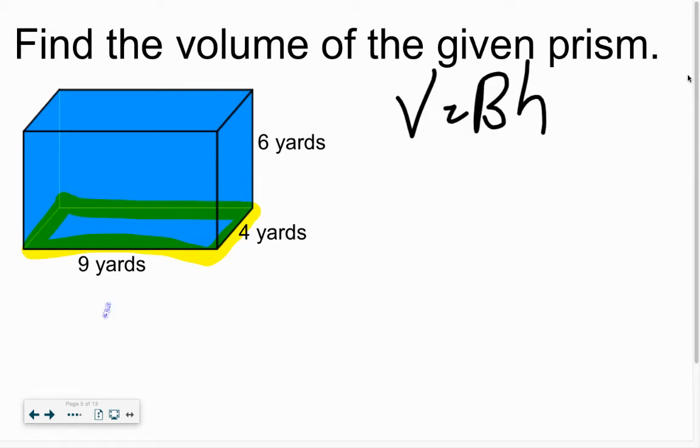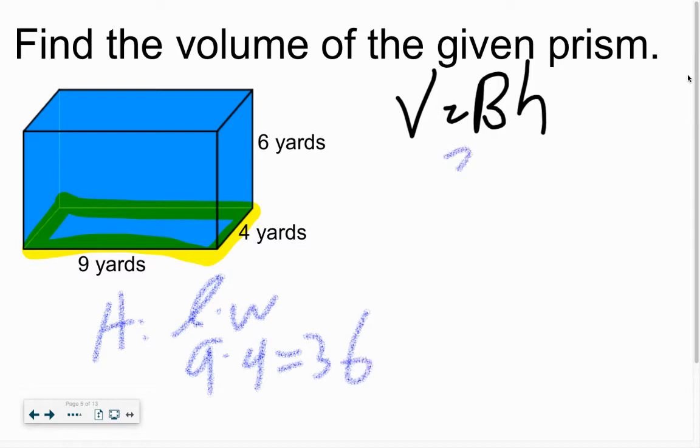Since that is a rectangle, the formula is length times width. Yes, I do want to see that. 9 times 4, that works. Yep, do want to see that. Calculator, mental math, both work. Gives you 36. And then the height is the distance between the two rectangles, the two bases.